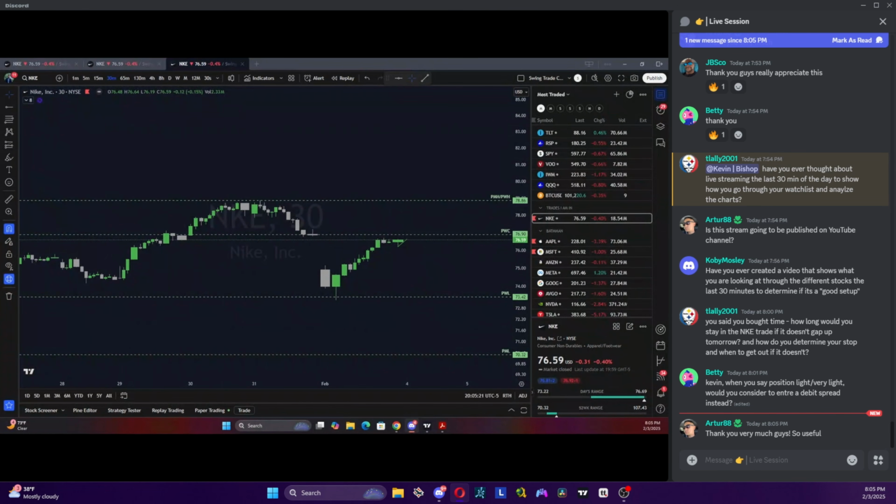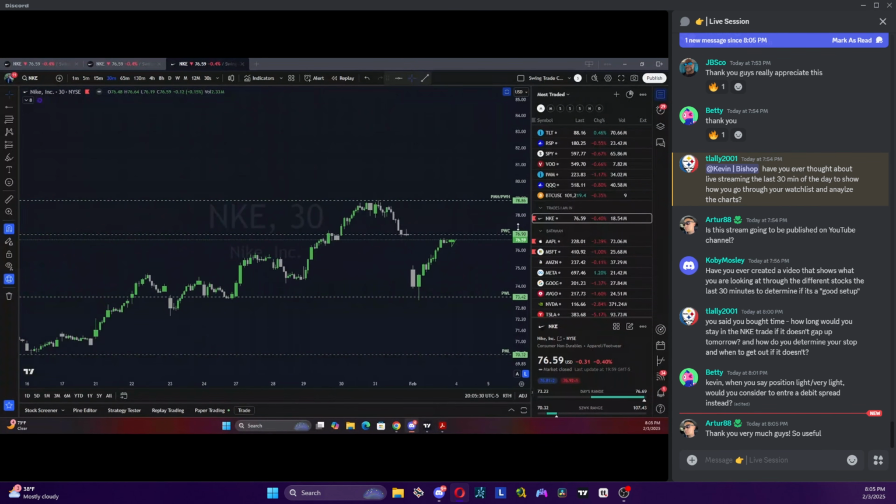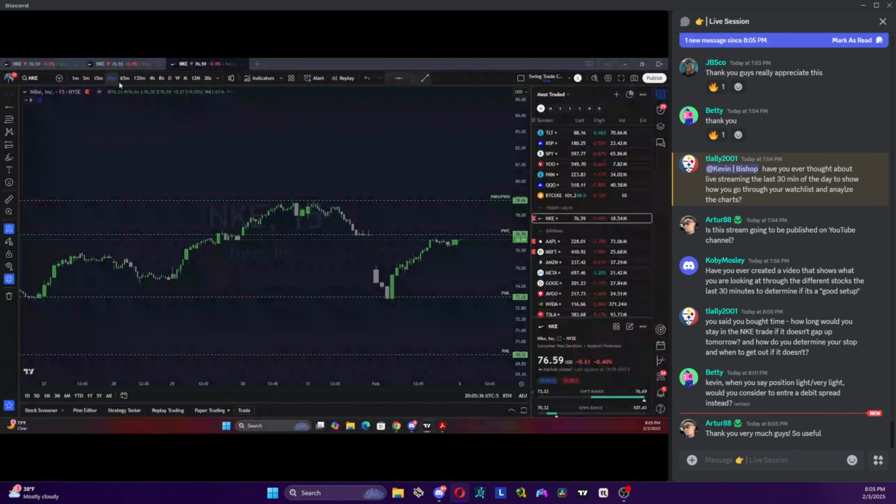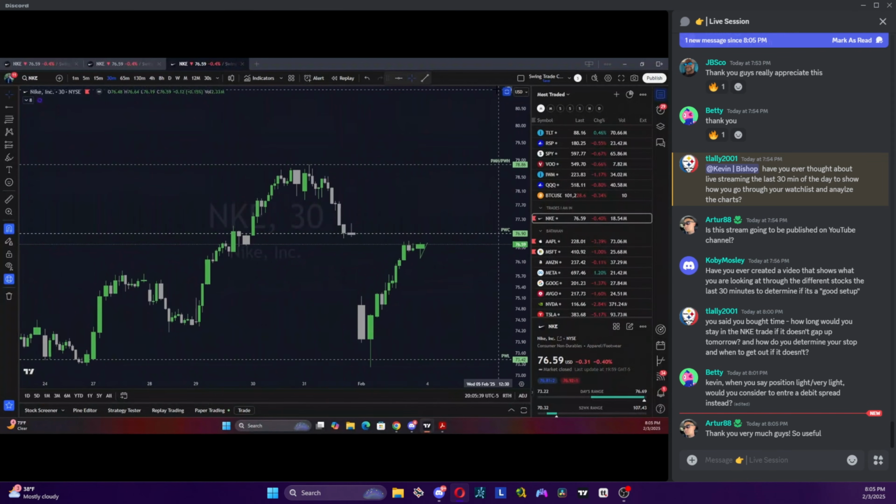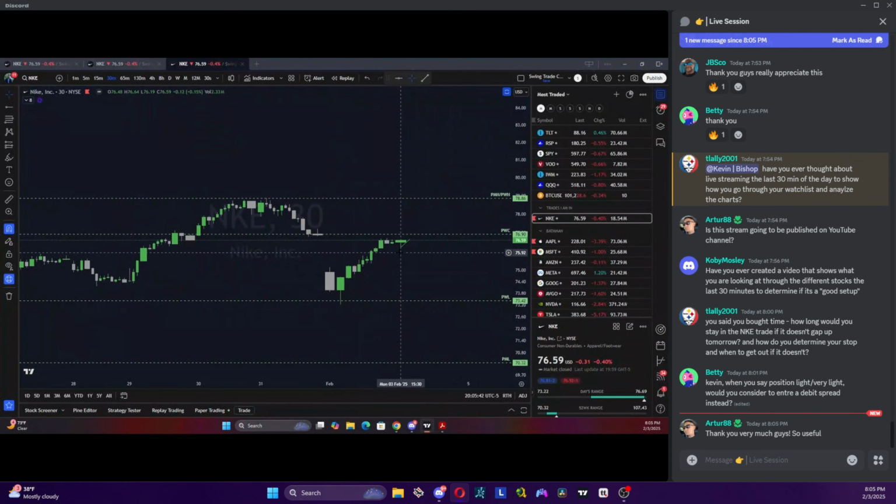You said you bought Nike. How long would you stay in the Nike trade if it doesn't gap up tomorrow, and how do you determine your stop and when to get out if it doesn't? Well, with most of my swings, the intention is to have it go my way. Usually it's gapping up because I get calls, so I like to have it going my way within the next day after I enter or the day after that. Especially in the market we are in today, because there's a lot of volatility and a lot of news dropping from Donald Trump, and it just comes out of nowhere. So I like putting myself in situations where the majority of my position is trimmed down for decent profit, and I can hold potential runners to skyrocket my profits even more.